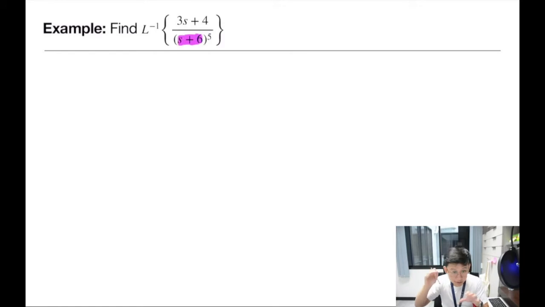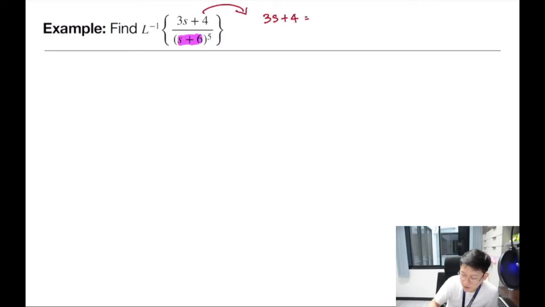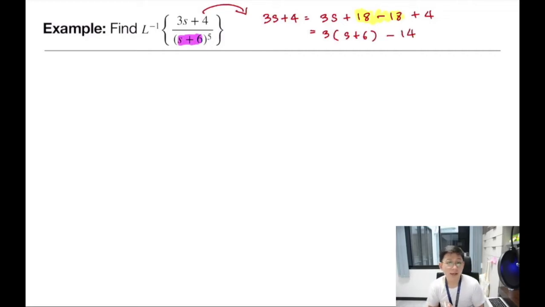s plus 6, right? So we somehow want to shift it back to s. So I will rearrange this term: 3s plus 4. I'll change it to 3s, then plus 18, and then minus 18 plus 4. If I plus minus 18, it doesn't change anything, right? So here it will be 3s plus 6 minus 14.